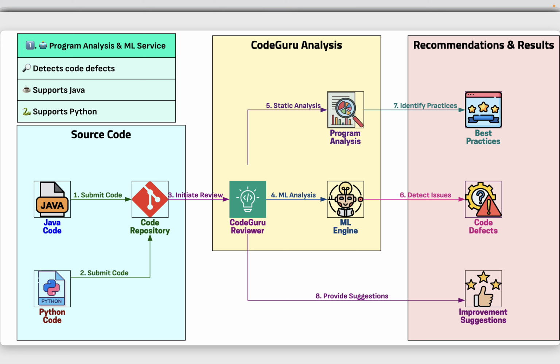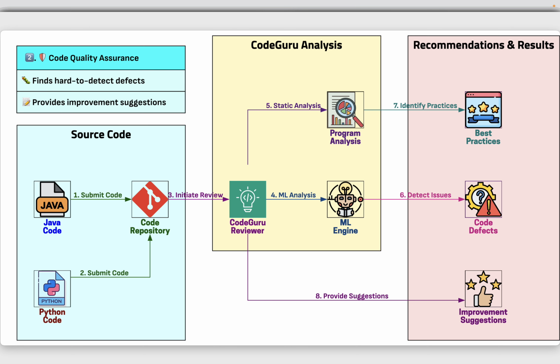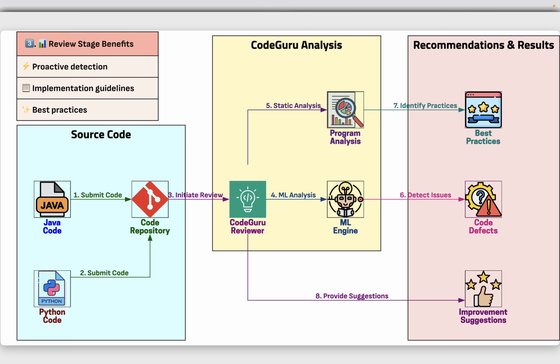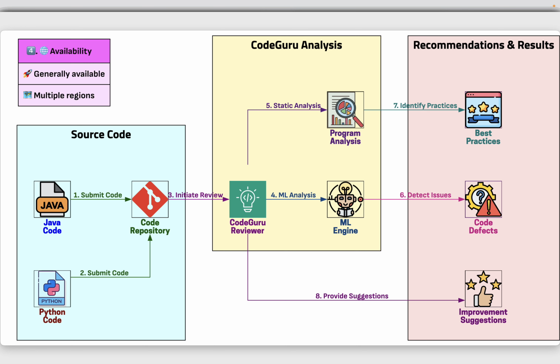So what is Amazon CodeGuru Reviewer? Amazon CodeGuru Reviewer is a program analysis and machine learning service designed to detect code defects in Java and Python. It ensures code quality by finding defects that are difficult to detect and suggests improvements. CodeGuru Reviewer benefits the review stage through proactive detection, implementation guidelines, and best practices. Amazon CodeGuru Reviewer is generally available in multiple regions.